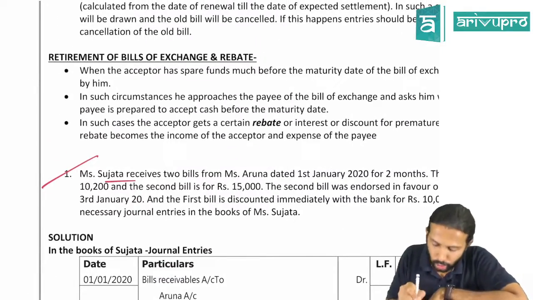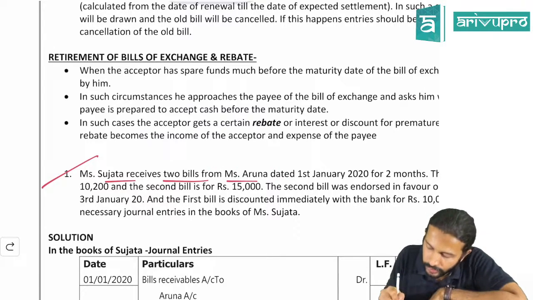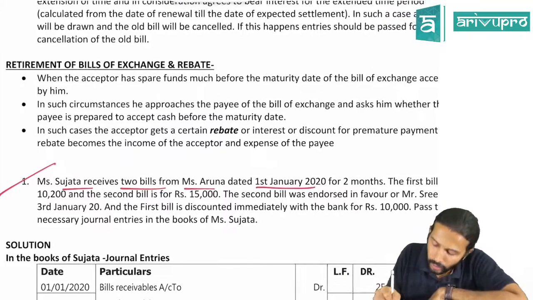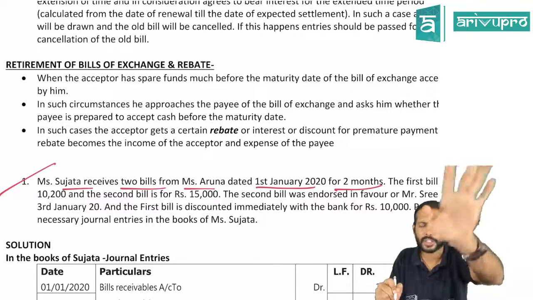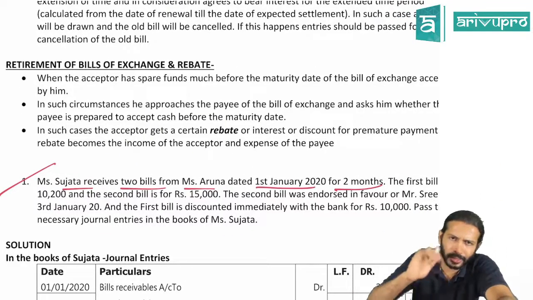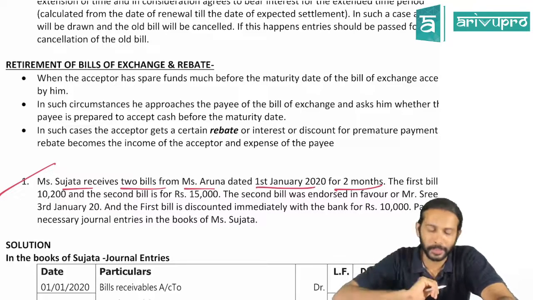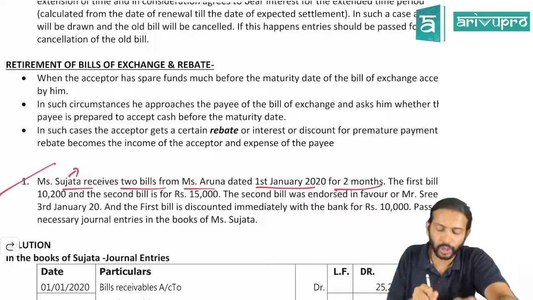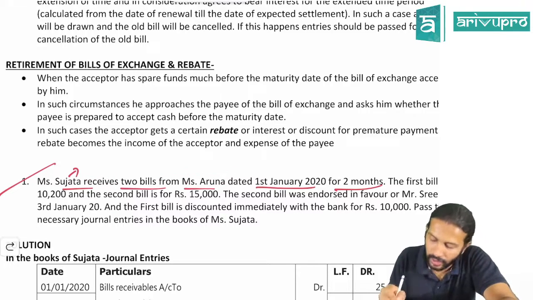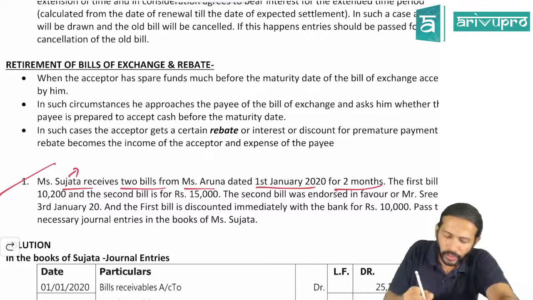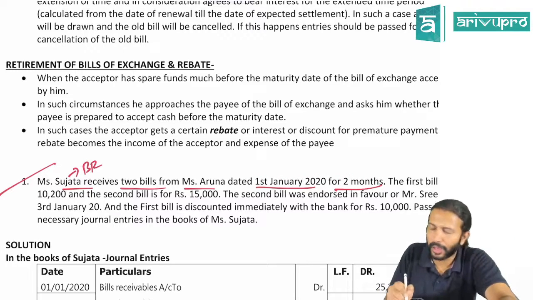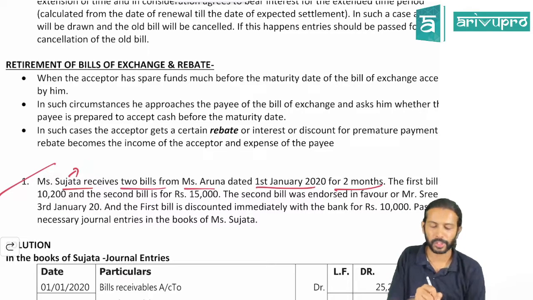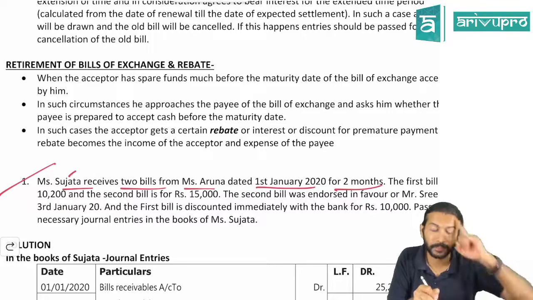Mrs. Sujata receives 2 bills from Miss Aruna dated 1st January 2020 for 2 months. First, you need to tell for whom it is bills receivable and for whom it is bills payable. Sujata receives 2 bills from Aruna Limited on 1st January for 2 months. That means you need to tell whether for Sujata it is bills receivable or bills payable. That's your first observation.